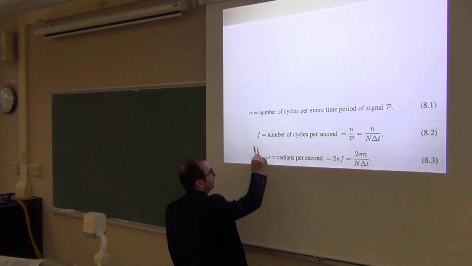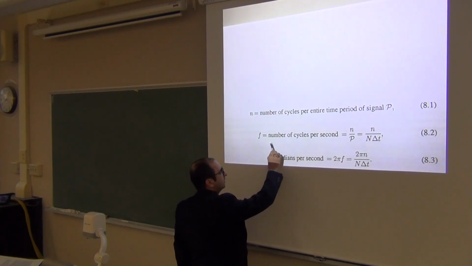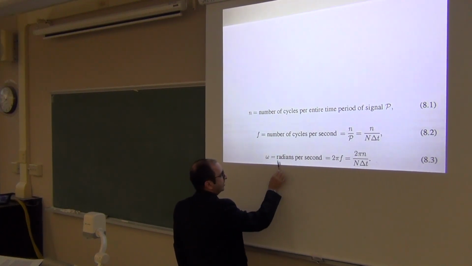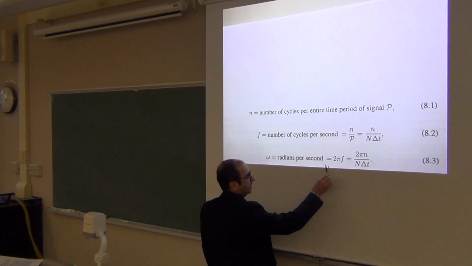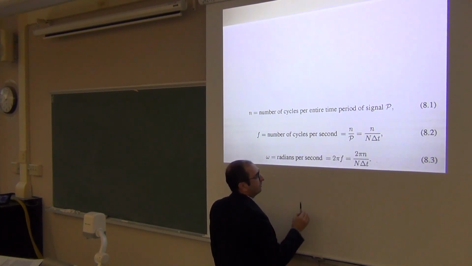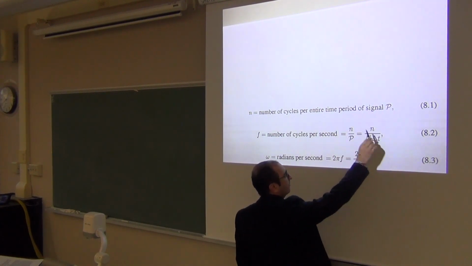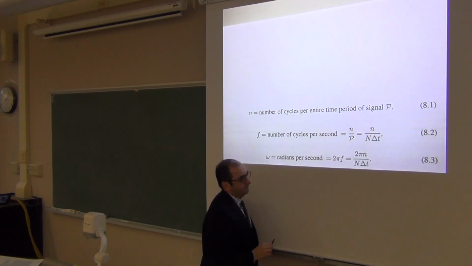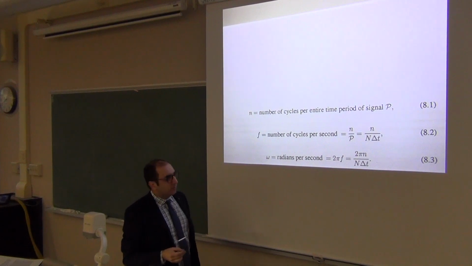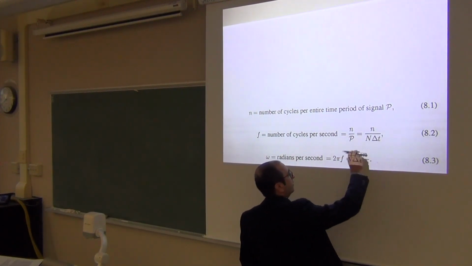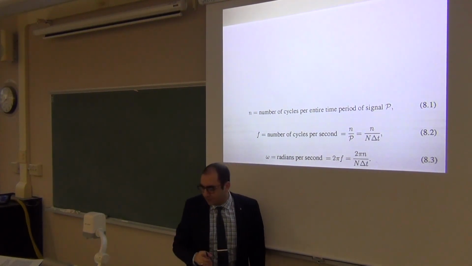Of course, you can go from f hertz to radians per second, omega, in which case you just multiply 2 pi by f. And again, all of the three express the same phenomenon, but in different units. So you should be able to go back and forth from any unit of frequency to any other unit of frequency you desire.